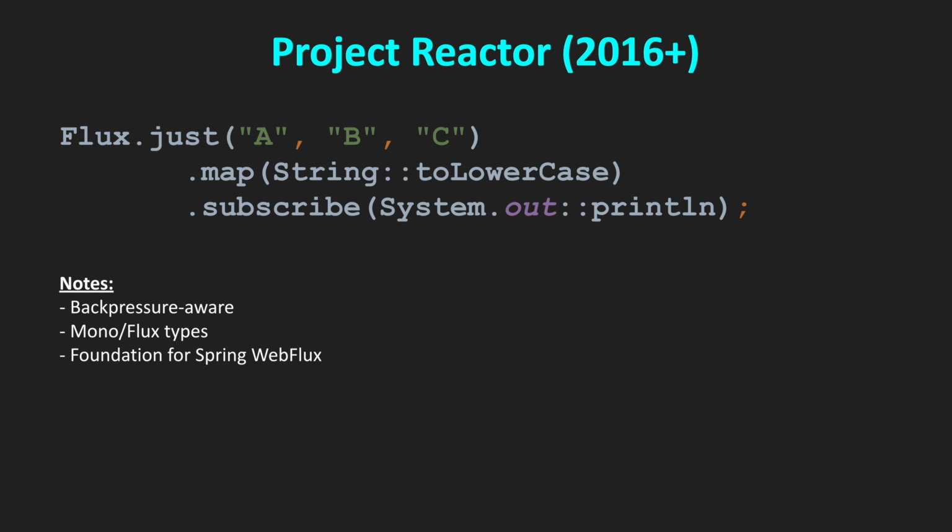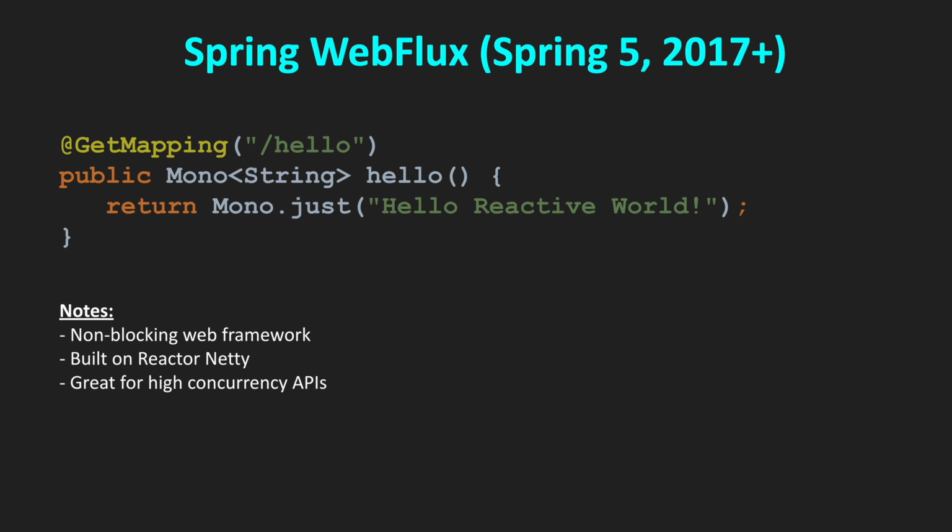So the next one is Project Reactor, which was created around 2016. Project Reactor is the foundation for Spring WebFlux. It introduced two entities, Mono and Flux. Mono means that we are emitting only one event at a time. It is back pressure aware, which means that it handles back pressure out of the box.